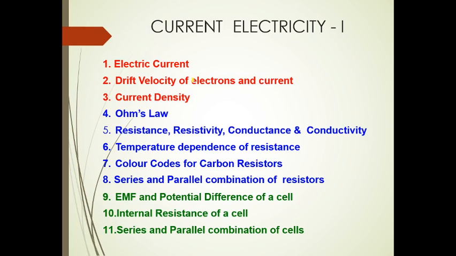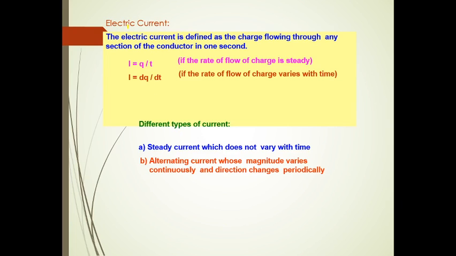The first part includes electric current, drift velocity, current density, Ohm's law, resistance, resistivity, conductance and conductivity, temperature dependence of resistance, color code of carbon resistors, series and parallel combination of resistors, EMF and potential difference of a cell, internal resistance of a cell, and series and parallel combination of cells. Let us start Current Electricity Part 1.